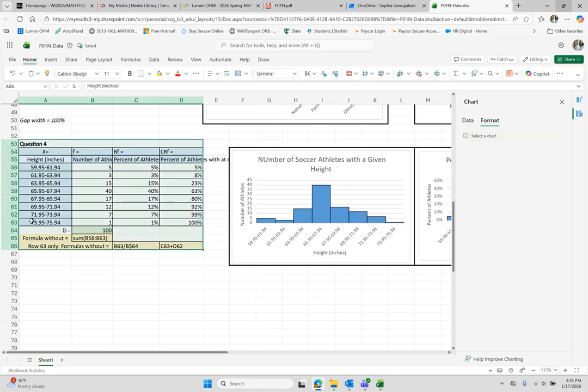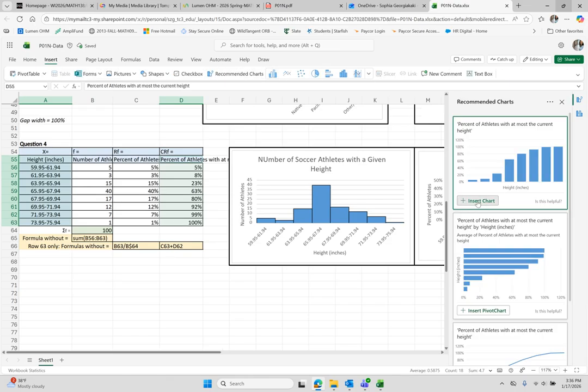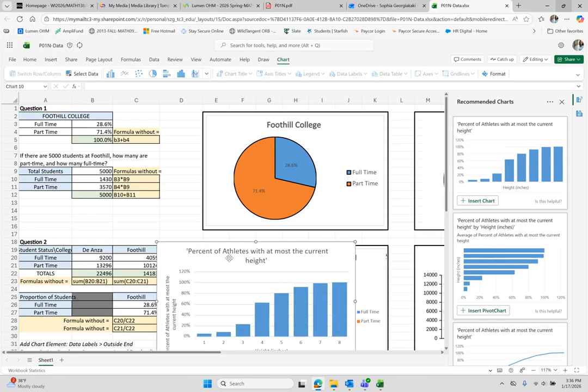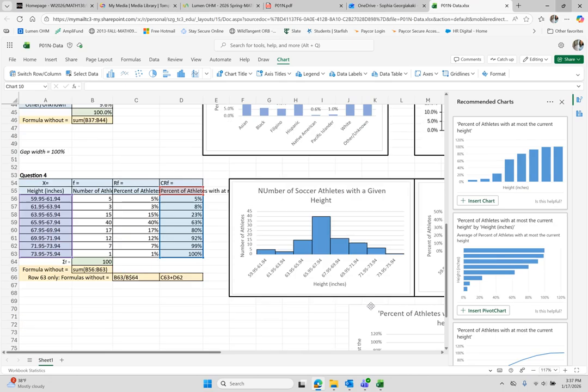So highlight the height column. Let go. Go to the cumulative relative frequency column. Press and hold the control key. Highlight the column. Insert. Recommended chart. This bar graph. And move it in the desired location.